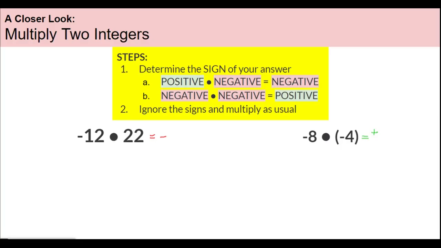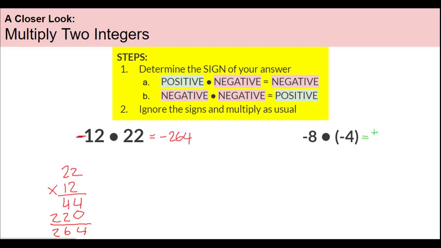So now it says step two. All we need to do is ignore the signs and multiply as usual, because I know this is going to be negative, so I'm just going to multiply as usual. 22 times 12. 2 times 2 is 4. Add a 0. 1 times 2 is 2. Let's add those together. 4, 6, 2. So my answer is 264, but remember it is negative 264 because I have one negative.